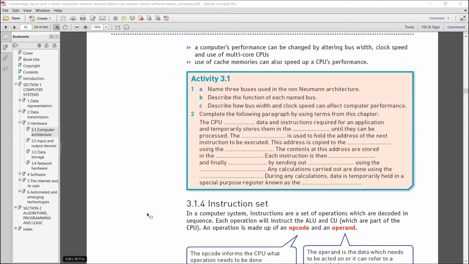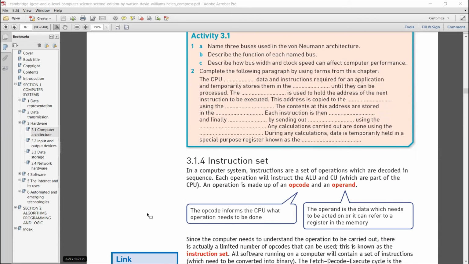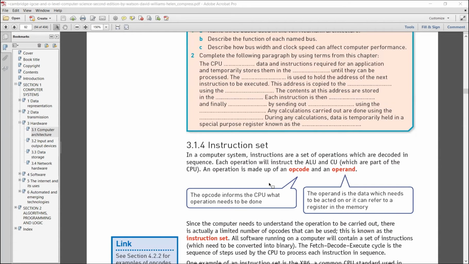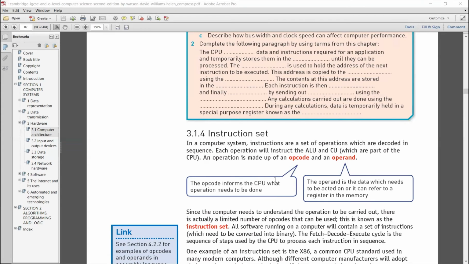Now, let's talk about instruction set. What you need to know is the instruction set. Basically, the instructions are a set of operations which are decoded in sequence. Now, this is the definition that you need to know. Each operation will engage the ALU and CU to perform some activity, and you need to know the terms opcode and operand. Simple. Opcode is telling the CPU what to do, and operand is what the data is worked upon.